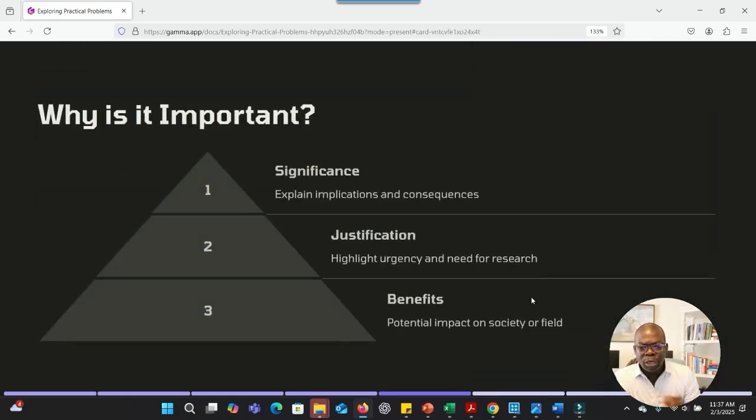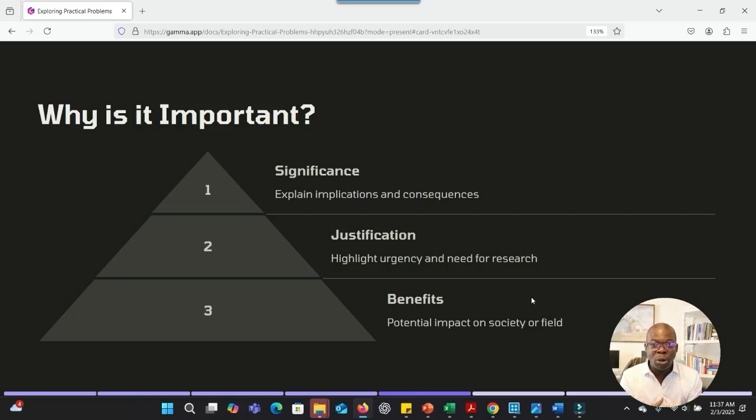Another thing that you may have to think about is, why is this problem important? You have to explain the implications and the consequences of the problem. So in case nothing is done about the problem, what is really going to happen? What lessons can we learn if we allow the problem to go unsolved? What are the implications? What are the consequences?